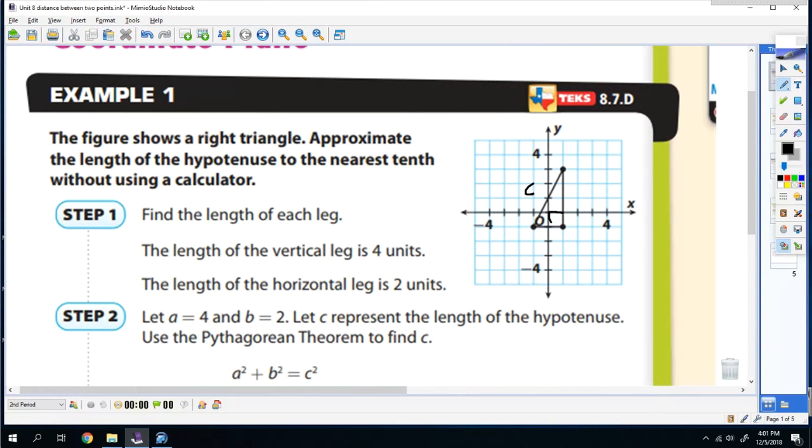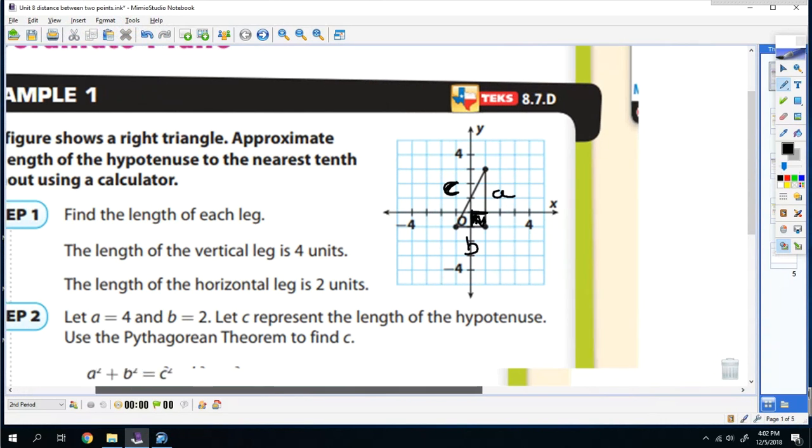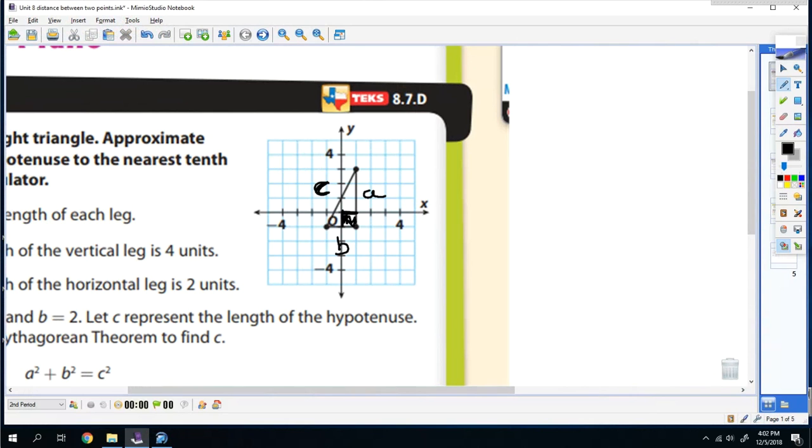So this is your right angle, which means that this is your hypotenuse. So we need to figure out what this length is and what this length is. So I'm going to label that A and B. When you're on a grid like this, you can just count the squares. So you go 1, 2, 3, 4. So A is 4.